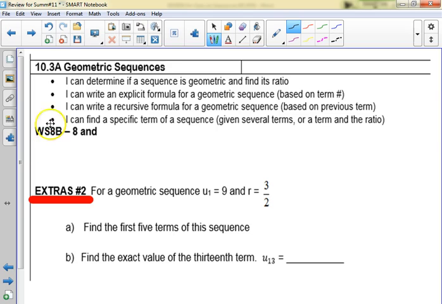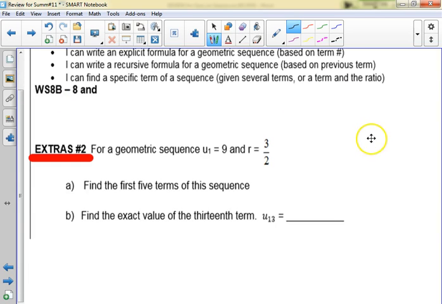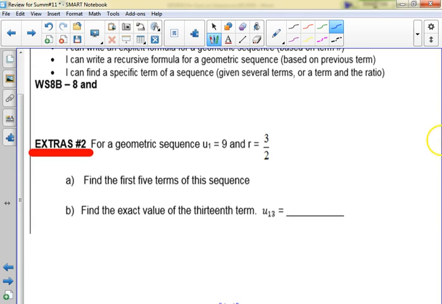Okay, the second section is geometric sequences. It says problem number 8 on 8B, and then I got some extras here. The extra one here says if you have a first term of 9 and R is 3/2, find the first 5 terms. Well, 9 is the first term. This is on the review sheet. Does everybody know where I am?